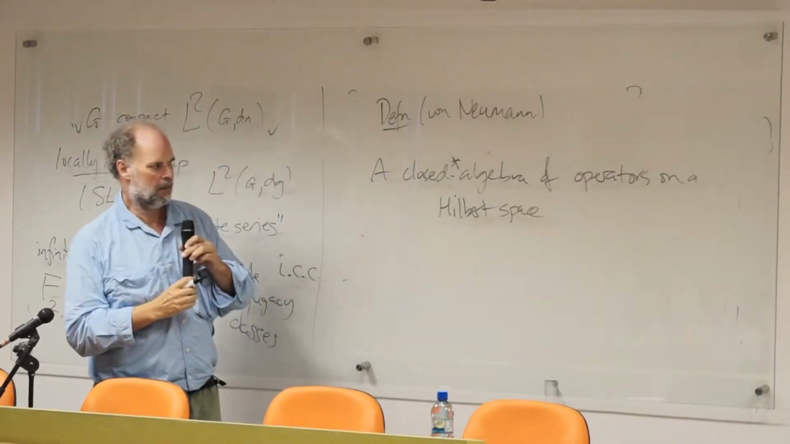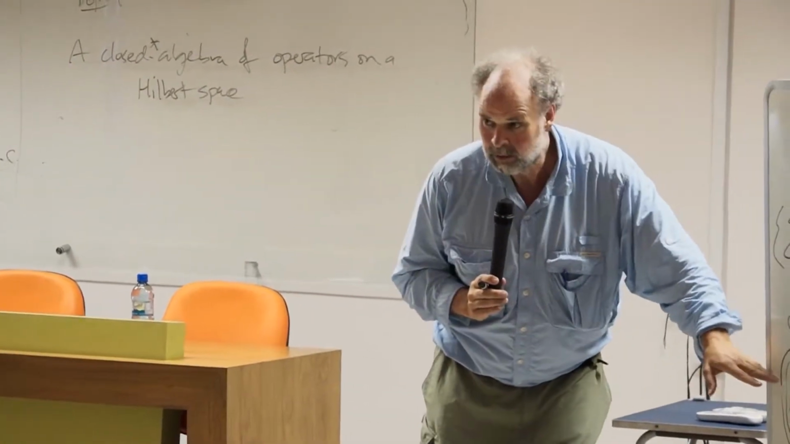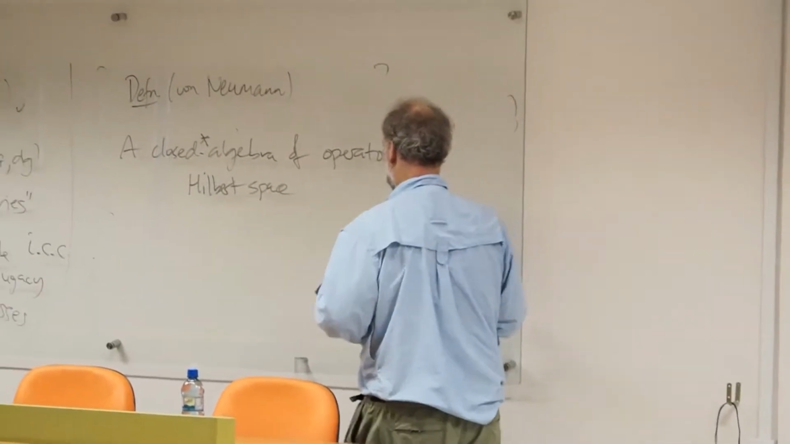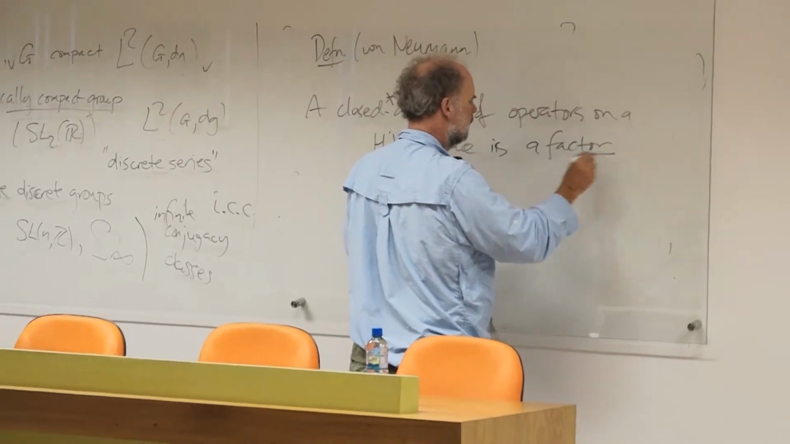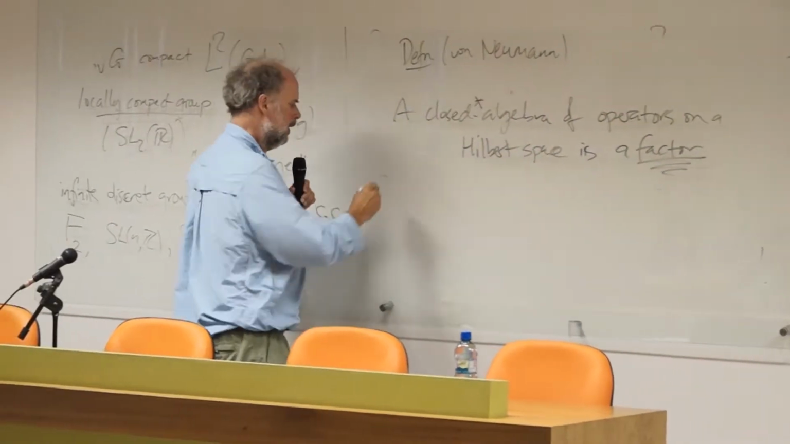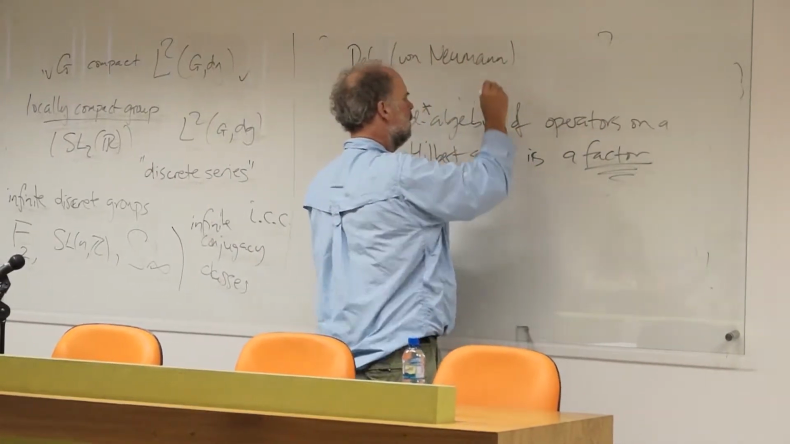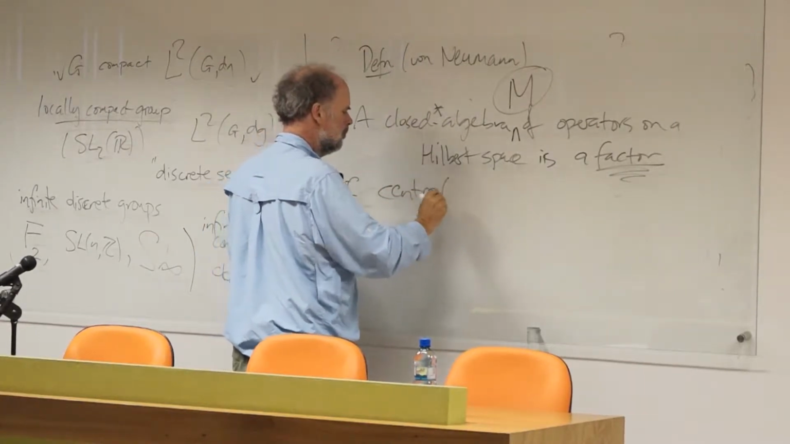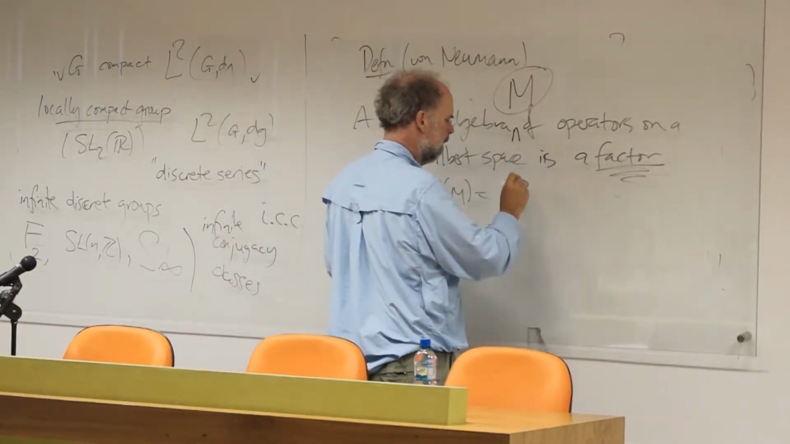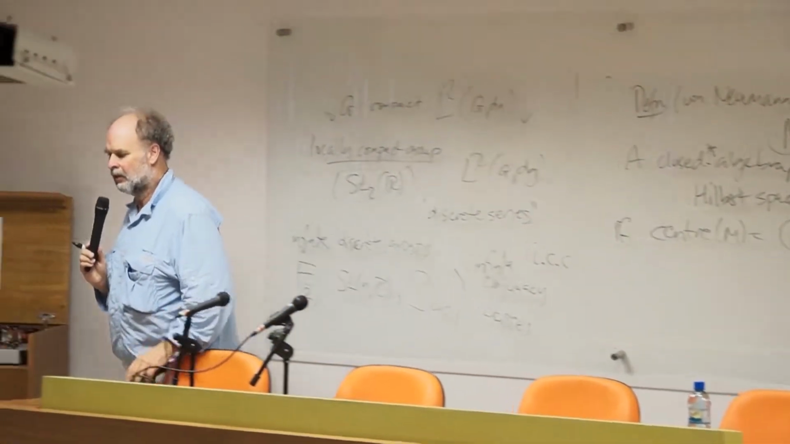A closed star algebra of operators on a Hilbert space, and this is exactly what we were studying in order to try to get unitary group representations, is a factor. This is the definition of the word factor: a star algebra M is a factor if the center of M is one-dimensional. Okay, so that's a factor. And now from what I've said, we have examples of factors.